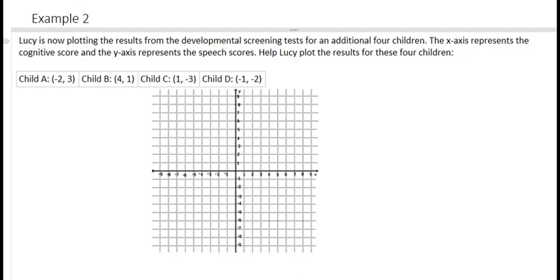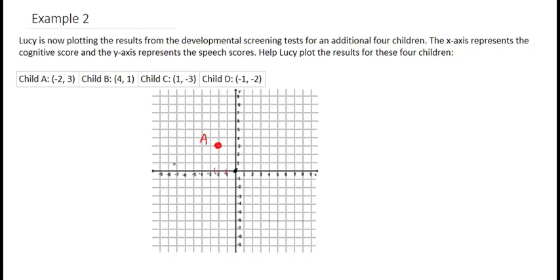So we're going to look at child A and we notice we have negative 2 and 3. So we start at the origin like before. And then we're going to have to go in the x direction, negative 2, which means we're moving to the left. So we go 1, 2. Now the y-axis is positive 3. So we're going to go up 3. So we'll go 1, 2, 3. And we'll place a dot right there. And we'll put A.